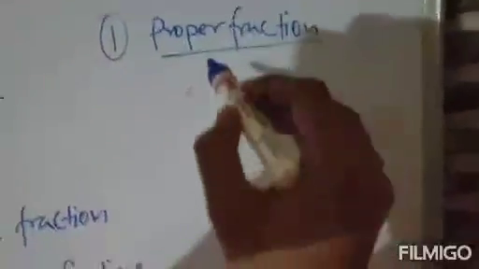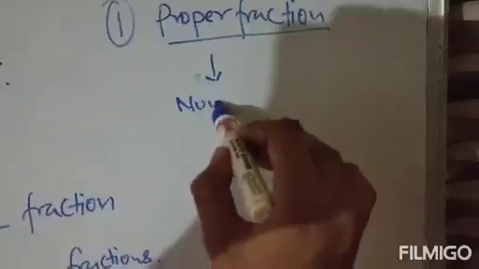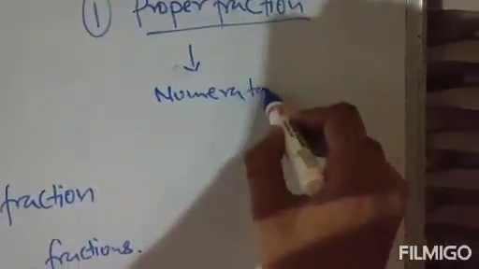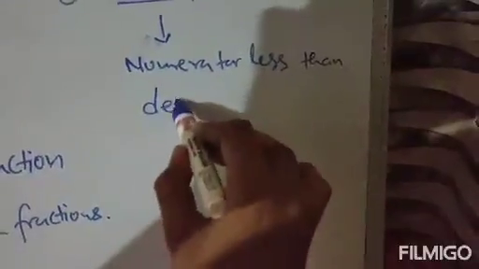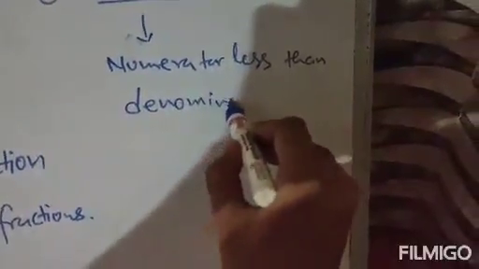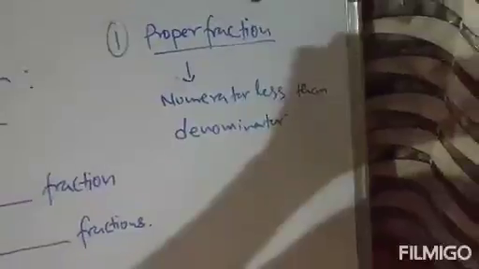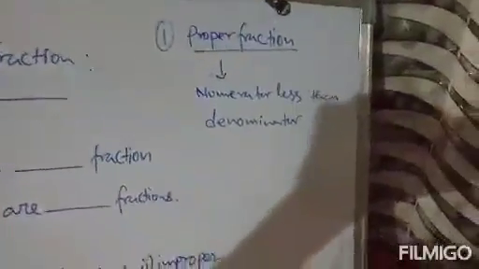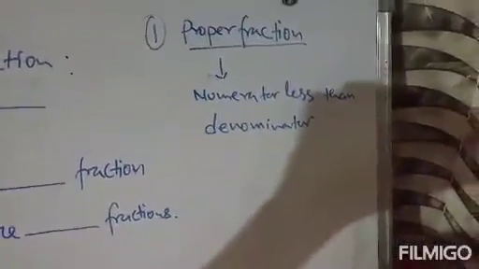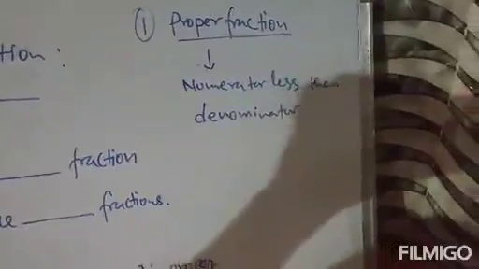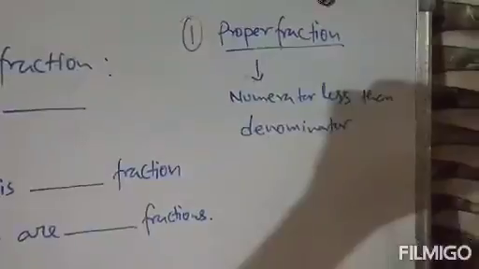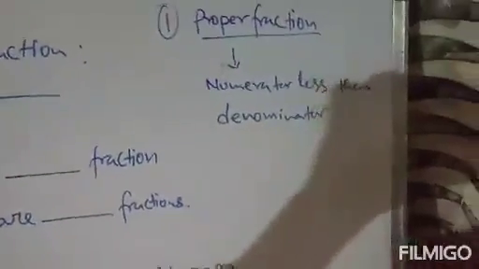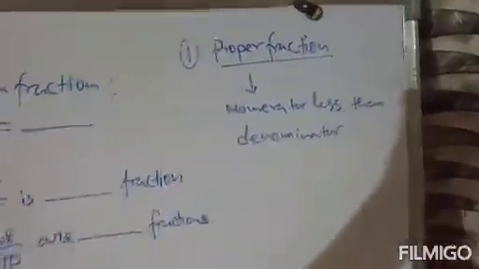That means a proper fraction has numerator less than denominator. A proper fraction is a fraction having numerator less than denominator, or we can say the denominator will be greater than the numerator. Clear? So it is a proper fraction.